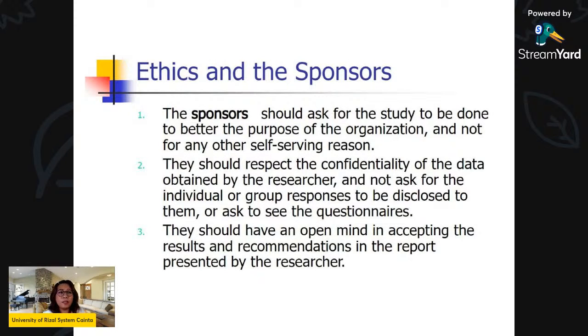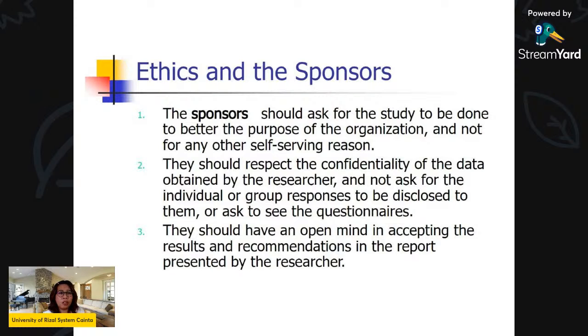What about ethics and the sponsor? So pag sinabi natin sponsor, they should ask for the study to be done for the better purpose of the organization, not for any other self-serving reason. Meaning to say, sila yung particular na kailangan yung gawa ng data collection. Okay? Hindi siya manggagaling sa inyo. Kung hindi, manggagaling in a particular kung sino yung sponsor nyo.